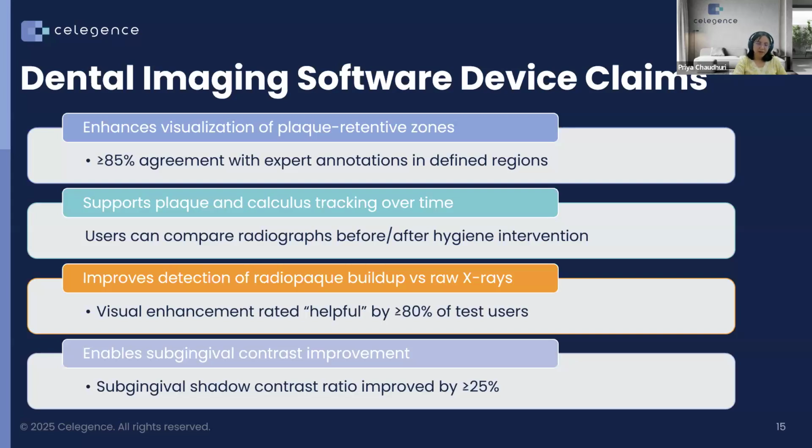So this can be supported by a concordance study, or a cohort study, or any kind of RCTs that we can find through literature, which show more than 85% agreement with expert annotations in defined zones. So any kind of cohorts which talk about comparative data gathering between automated and manual imaging. The next one is that it supports plaque and calculus tracking over time.